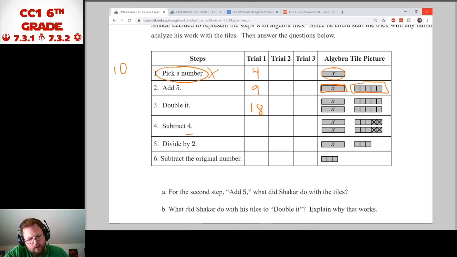Subtracting 4 means you're going to remove these 4 tiles. That's what they've drawn there. Dividing it by 2 means you cut off half of the problem, and then they have the original number plus 3.